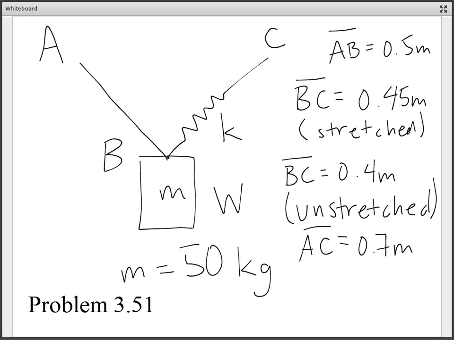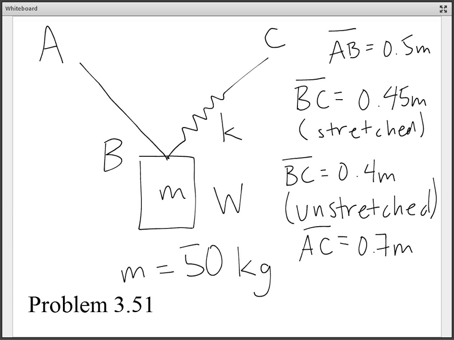For those of you who haven't looked at the problem yet, basically we have a mass and it's supported by a rope, that's AB. It's also supported by a spring, that's BC. So the problem tells us a couple things. It gives us the mass of what we're suspending, so that's 50 kilograms.